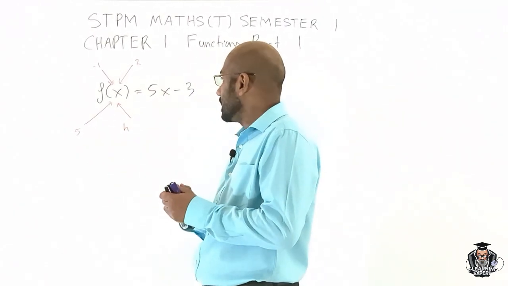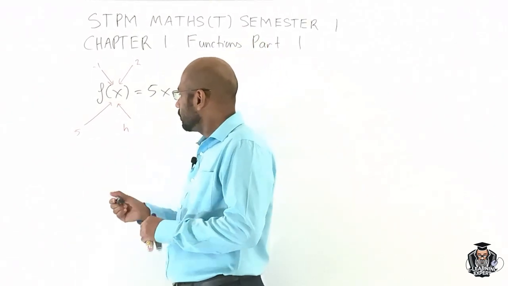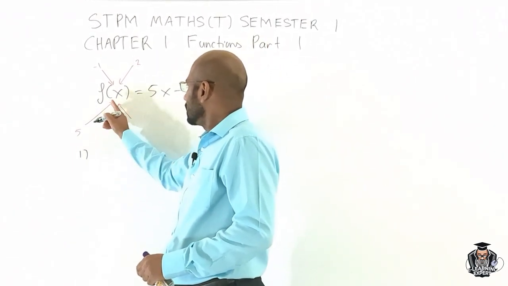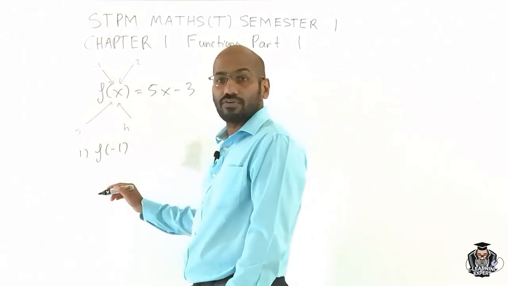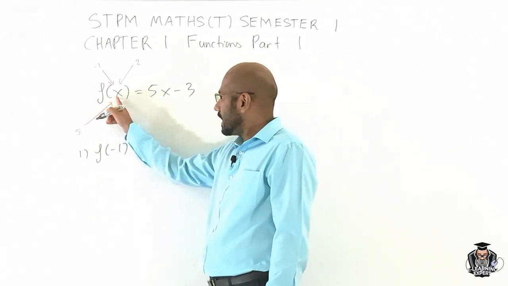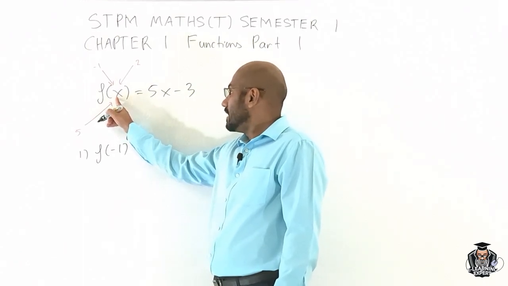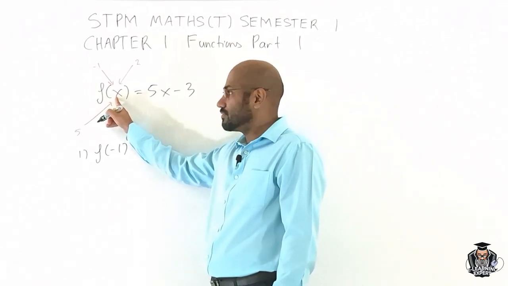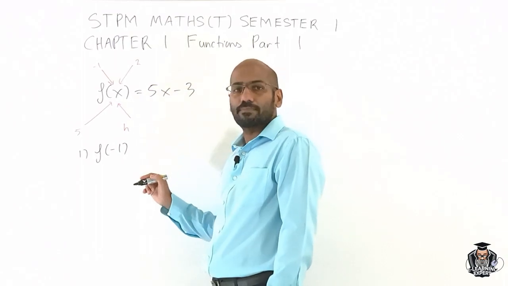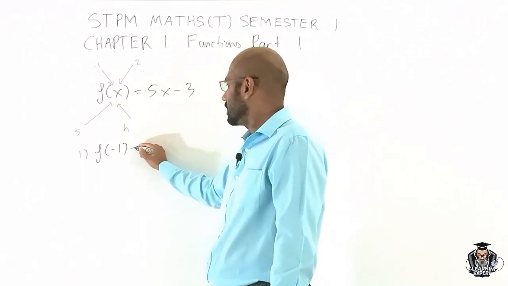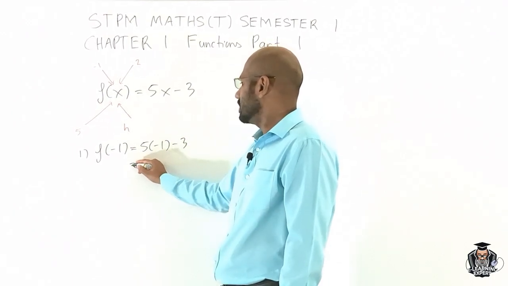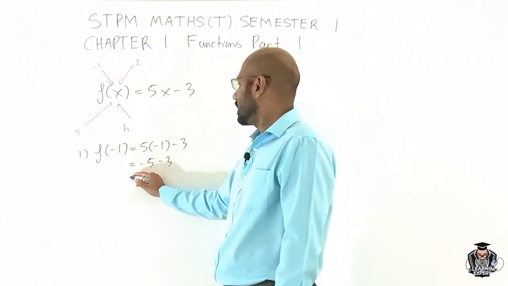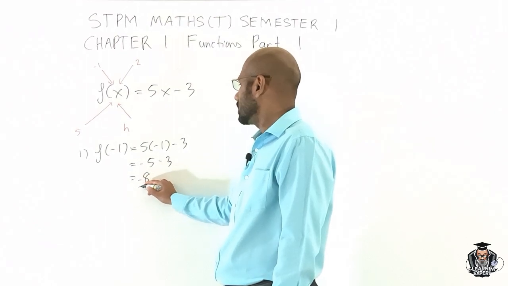So what does this mean? So if you look at the board, if I input -1, the way I write this would be f of -1. So the x over the left hand side has become -1. The same thing should happen to the x on the right hand side, meaning we substitute 5, -1 minus 3. So we have -5 minus 3, and the answer over here is -8.